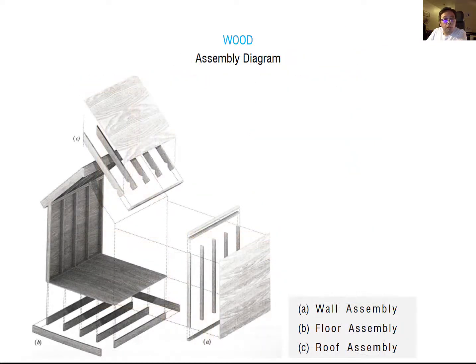So to design your timber structure, you can consider using the wall assembly, the floor assembly and the roof assembly. Today I'm more introducing the floor and wall assembly. So today we just talk about two different framing methods. The first one is platform framing, and the second one is balloon framing.